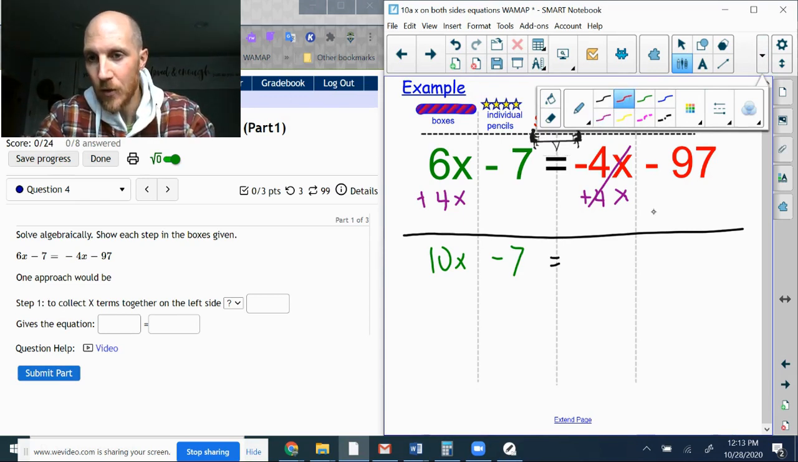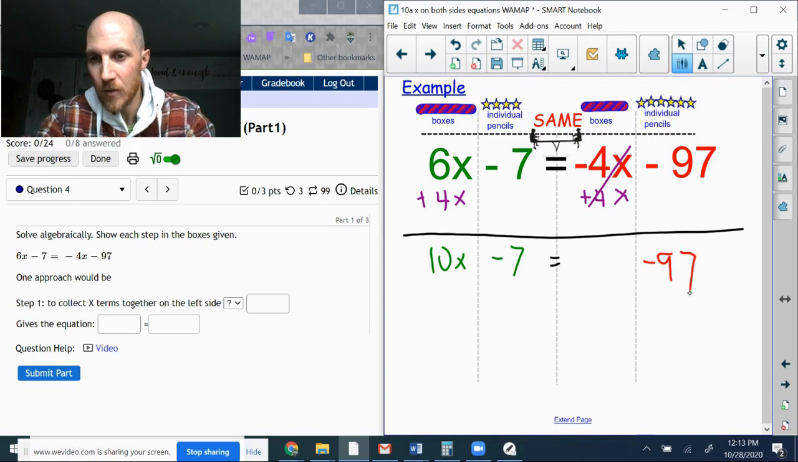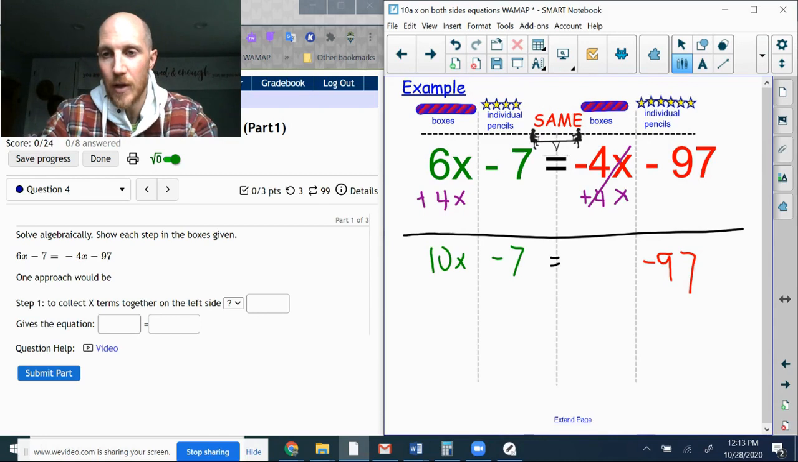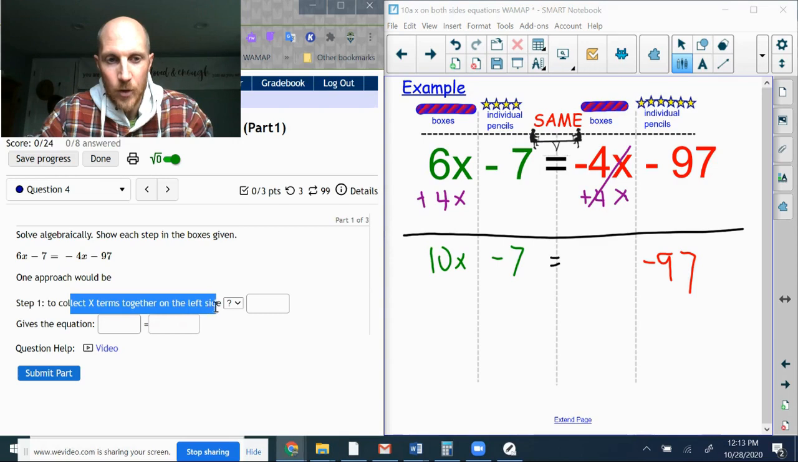And then in the constant column, this negative 97 is going to come down to my next line. Since it's a negative number, I do need to keep that negative sign. Instead of saying minus, I'm going to read it as a negative at this point. Okay, let's get that work entered into the assignment. So it says to collect the x terms on the left side. What did I do? Well, if I look at my workspace, I added 4x.